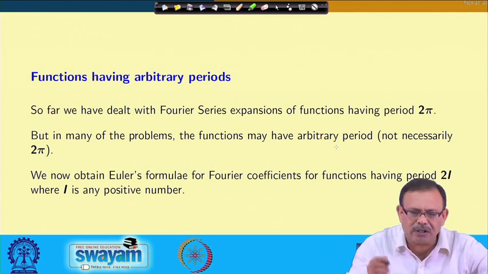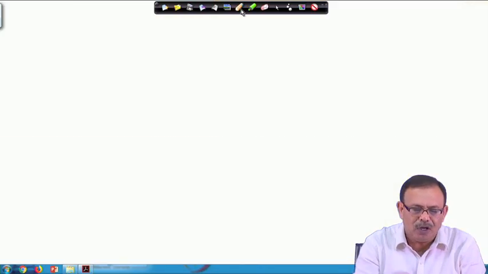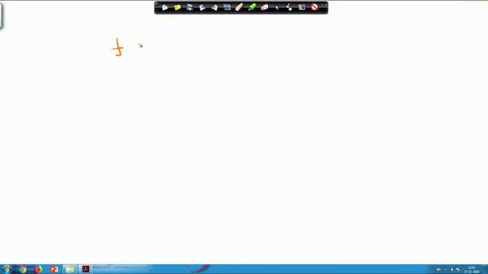So, in this case, we are assuming that suppose you have a function f(x). f(x) is defined in minus L to L. Since f(x) is defined in minus L to L and it is a periodic function with period 2L, to match with the earlier things, we are assuming this, say z equals pi x by L.